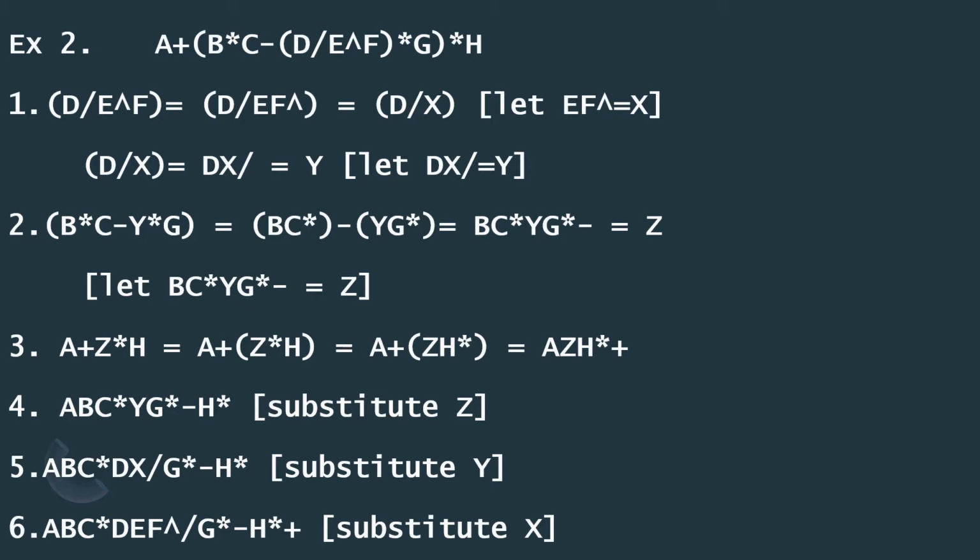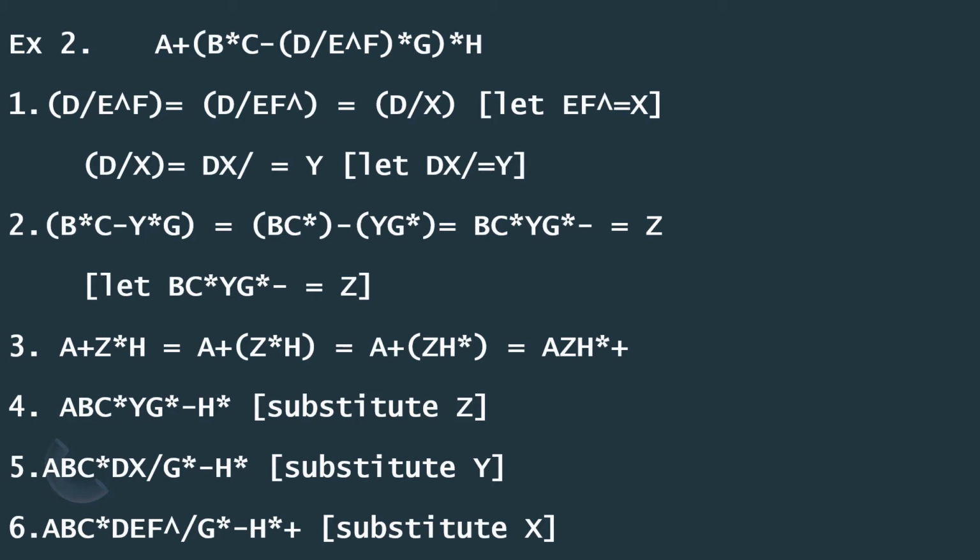Two operands in between, there is one operator. So we can convert it into postfix form, that is bc into yg into minus. Let's give it a name, z. Let's say bc into yg into minus is equal to z. Now your whole expression becomes a plus z into h.